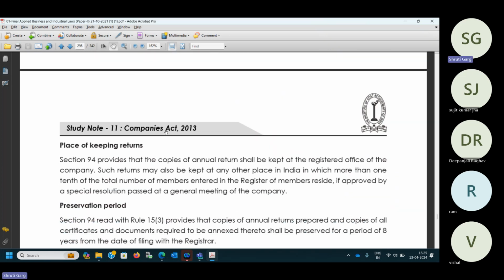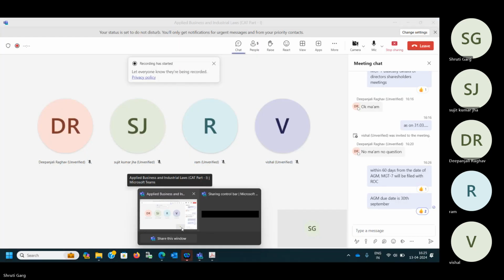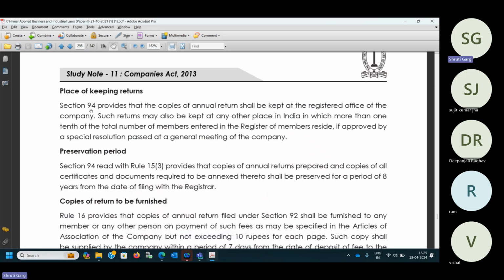Now, place of keeping returns. Section 94 provides that copies of annual returns shall be kept at the registered office of the company. Such returns may also be kept at any other place in India in which more than 1/10 of the total number of members entered in the register of members reside, if approved by a special resolution passed at the annual general meeting of the company.